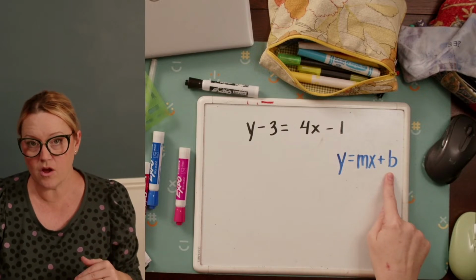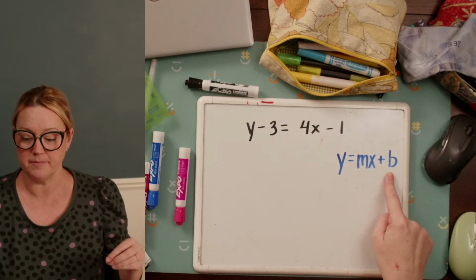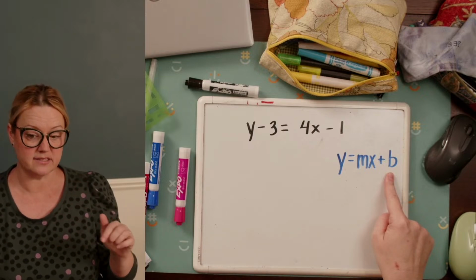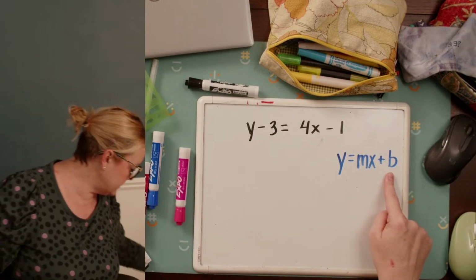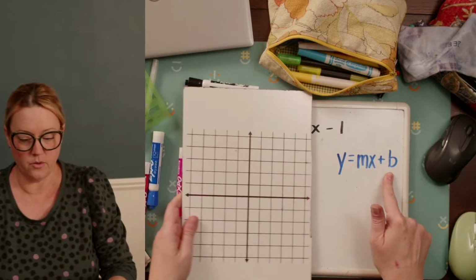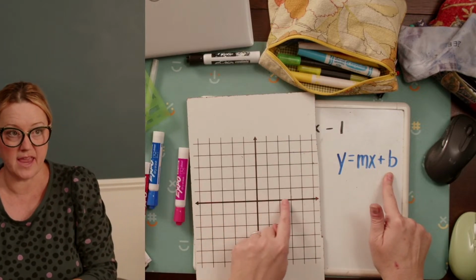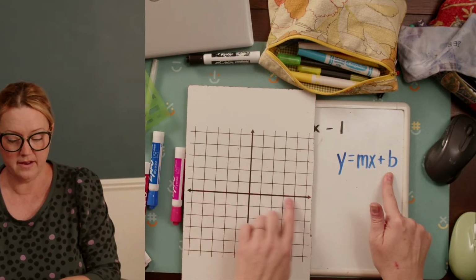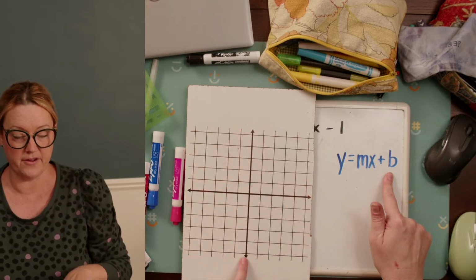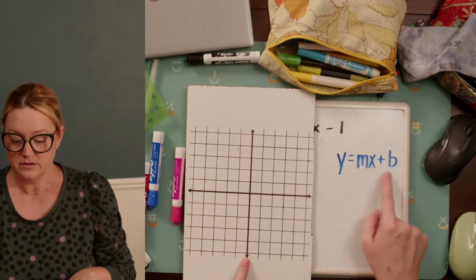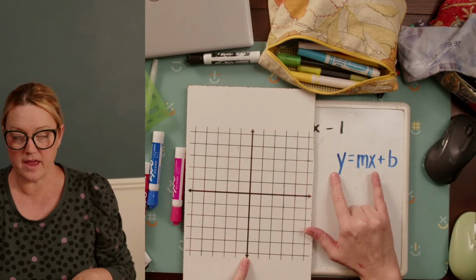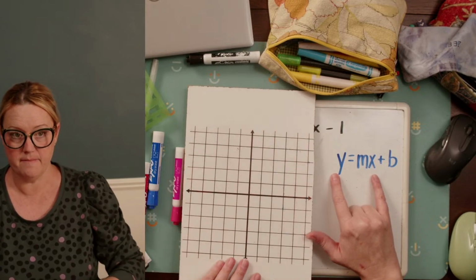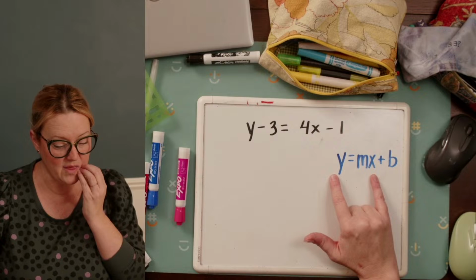The b always stands for y-intercept. That's where it intersects the y-axis. So we have the x-axis. This is all the x values, right? And then the y values are here. This x and this y, these make up the points, okay? So x and y, those are going to be the points.